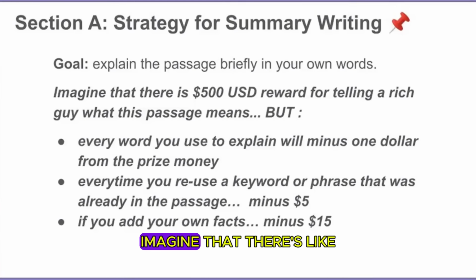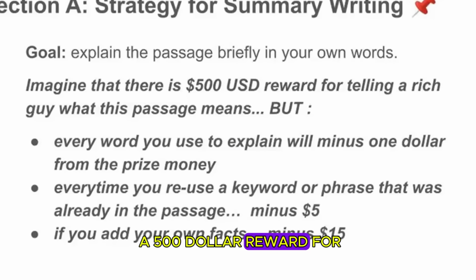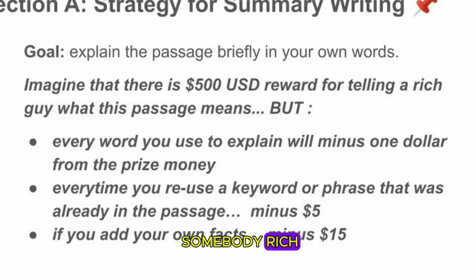You see this here, imagine that there's a $500 reward for being able to tell somebody rich what this passage means, but just picture every word that you use to explain is minus $1 from the prize money, and every time you reuse a word or a phrase that was already in the passage, that's minus $5. And if you add any of your own facts, like you just pull in something from your own brain that wasn't even in the passage to begin with, that's minus $15, right?